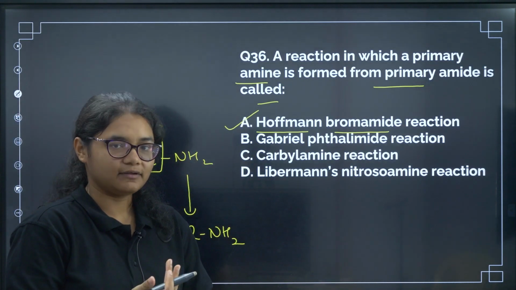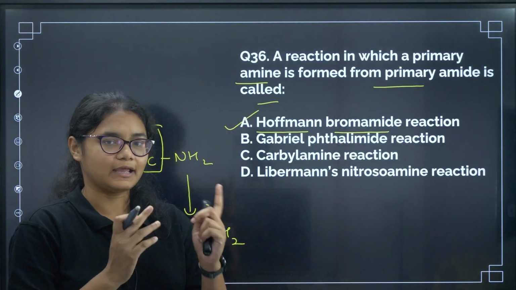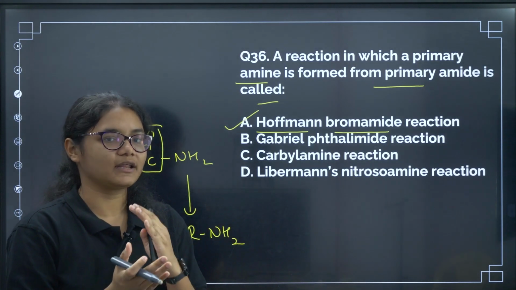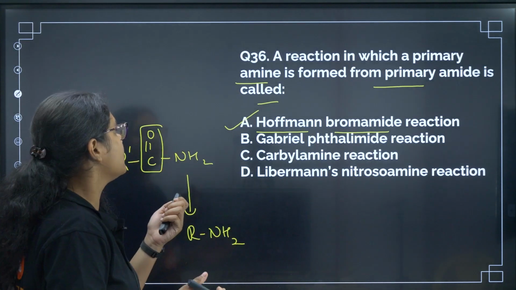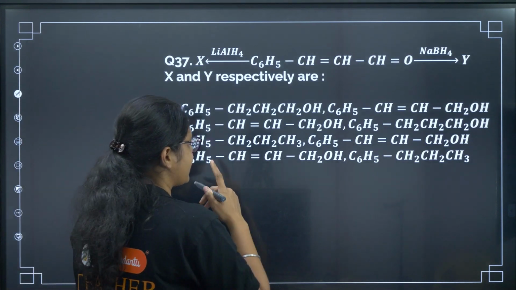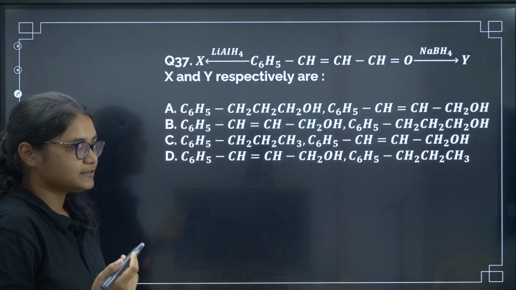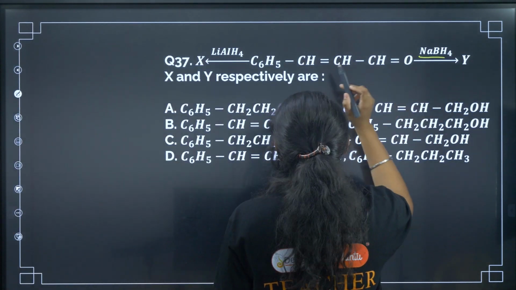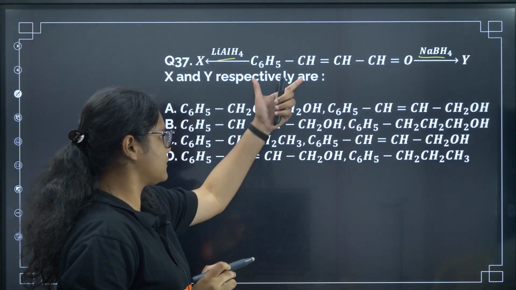Name reactions are very, very important. So you must know the reactant, product and the reagents for every name reaction. Okay. Next. Again one reaction based question based on reagents. NaBH4 is given and LiAlH4 is given, and the reactant is given.